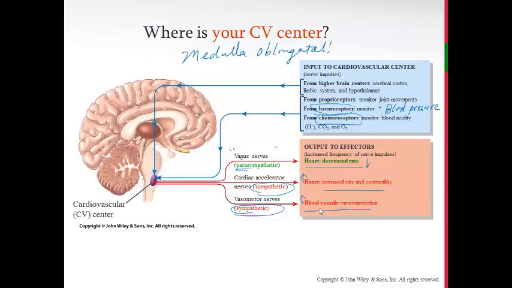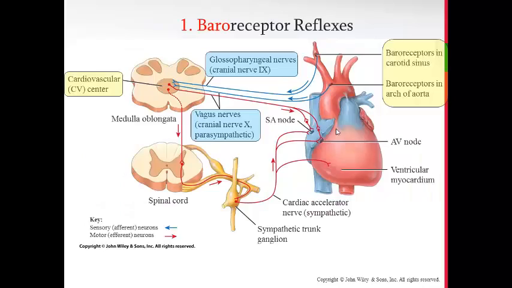Now let's take a look at where your baroreceptors are. They are located very close in this region. If you take a look at the arch of the aorta, we have a baroreceptor right here. Another one is located in the carotid sinus. They are the ones sending messages to your cardiovascular center in the medulla oblongata. And the red nerves, or neurons, are the ones sending messages back to the heart, either to tell it to pump harder or to relax.